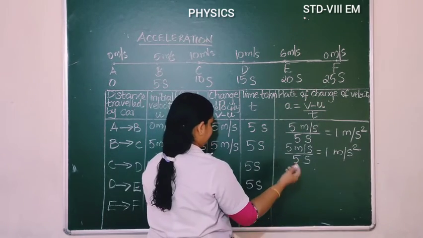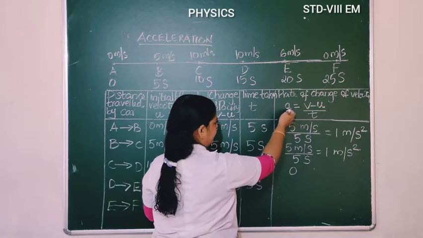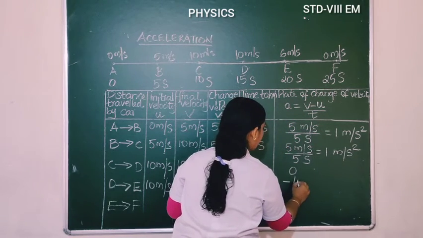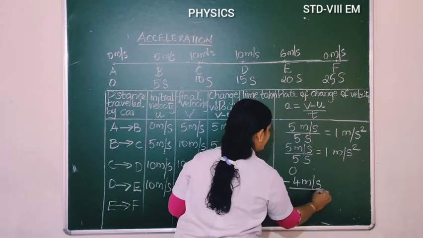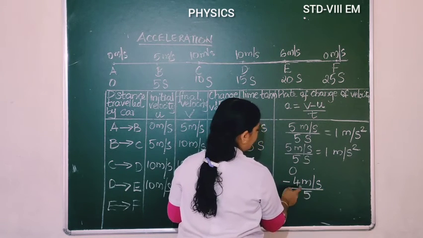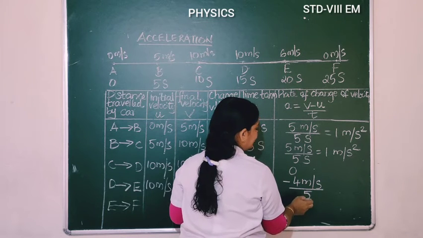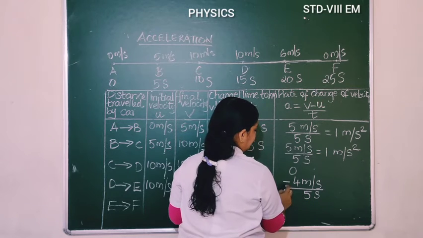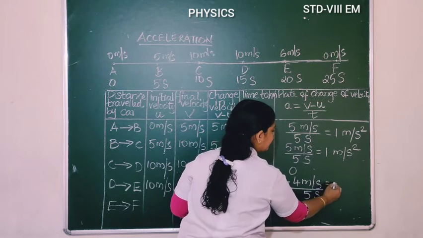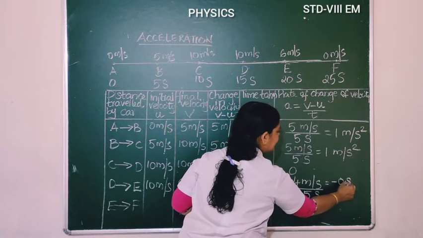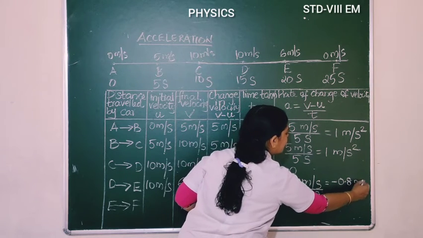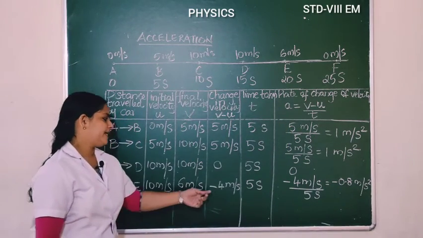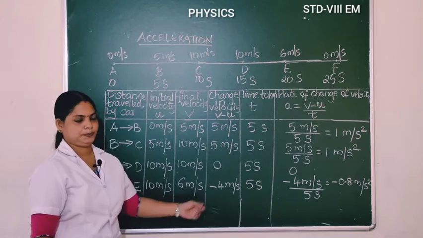Next, change in velocity by time, that is acceleration. How will you calculate? Change in velocity is minus 4 meter per second divided by time, 5. So 4 divided by 5, 0.8. There are 5 seconds. 4 divided by 5, 0.8. Here there is a minus, so that is minus 0.8. Unit is meter per second square. So here it is a negative value because change in velocity is negative.